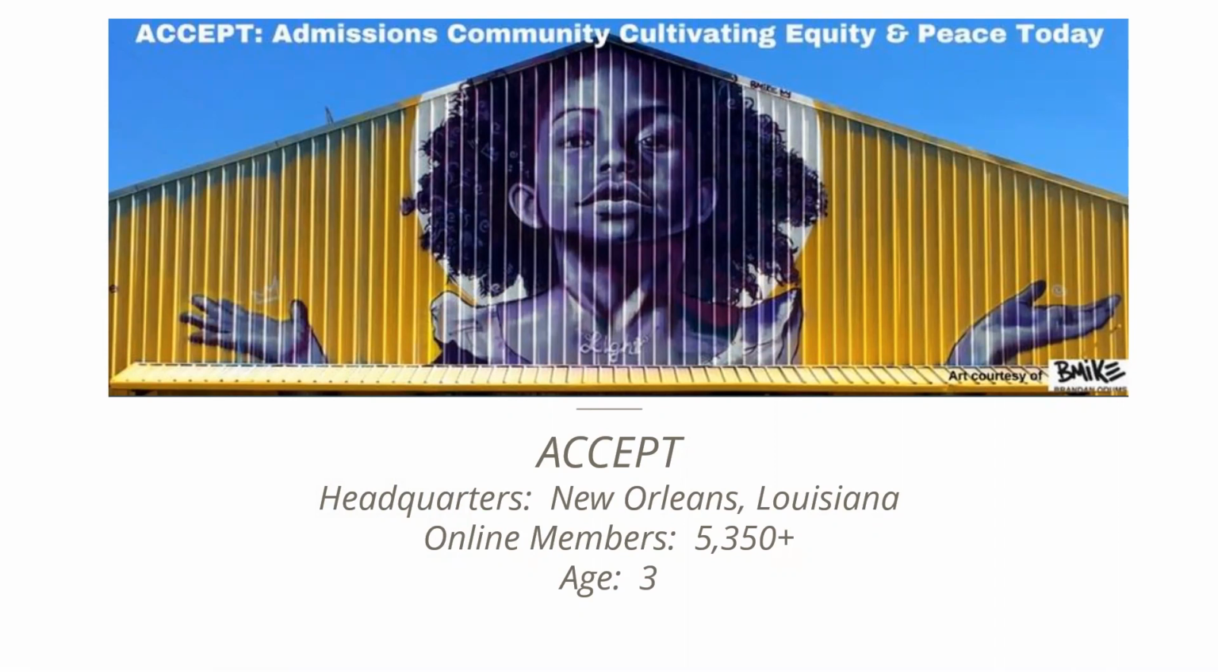The artist you can see is tagged in the lower right-hand corner. He does a lot of artwork actually related to a lot of the TV shows that are being filmed in New Orleans, with Colin Kaepernick and other celebrities, if you will, that are also doing social justice awareness. And Accept, you see our expanded acronym up there: Admissions Community Cultivating Equity and Peace Today.